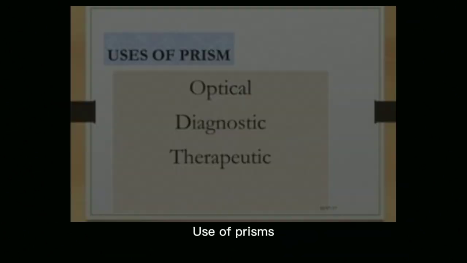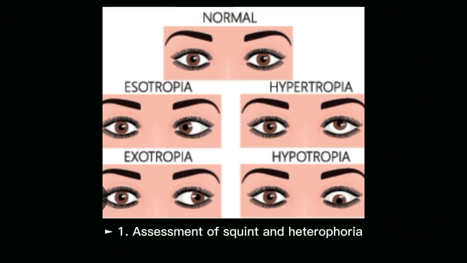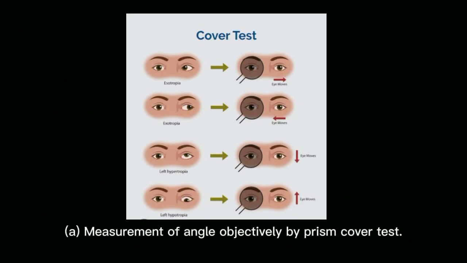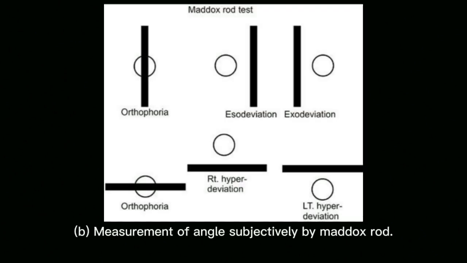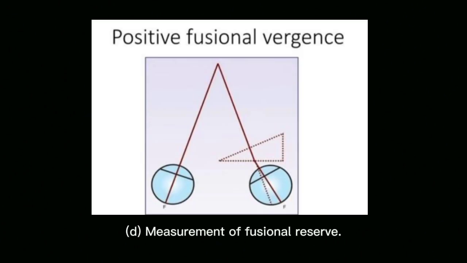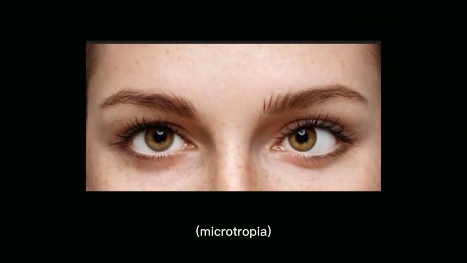Use of prisms: diagnostic prisms and therapeutic prisms. Diagnostic prisms. 1. Assessment of squint and heterophoria. A. Measurement of angle objectively by prism cover test. B. Measurement of angle subjectively by Maddox rod. C. To assess likelihood of diplopia after proposed squint surgery in adults. D. Measurement of fusional reserve. E. 4 diopter prism test, microtropia.